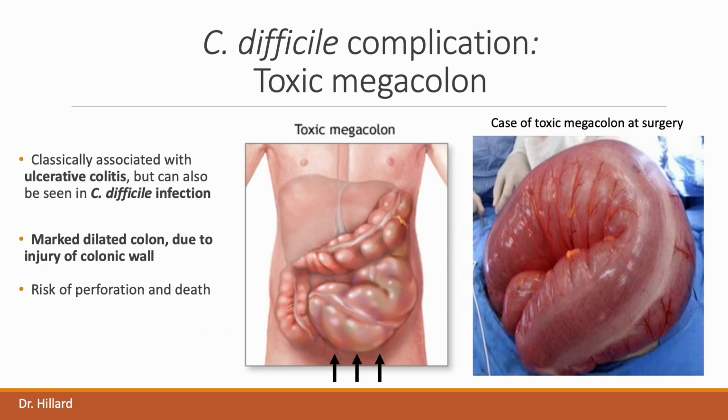Toxic megacolon is typically thought of as a complication of ulcerative colitis, but can also be seen in severe C. difficile infections. Marked inflammation of the muscularis propria causes neuromuscular dysfunction and marked colonic dilation. The condition can be fatal, especially when perforation, which is a definite risk of this condition, occurs. Here we see a case of a markedly dilated colon, consistent with toxic megacolon, seen in a case of C. difficile infection in which emergent surgery was performed.